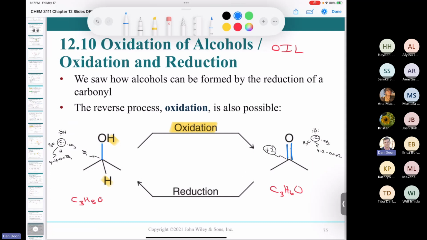Now, if we were to do the converse process, if we were to take that ketone and convert it to an alcohol, we saw last class that this would be reduction. You could do it with sodium borohydride or lithium aluminum hydride. So now we've covered oxidation and reduction in terms of the mechanics of it, but we haven't looked at any conditions that allow us to oxidize an alcohol to some kind of carbonyl compound. So let's go through that.